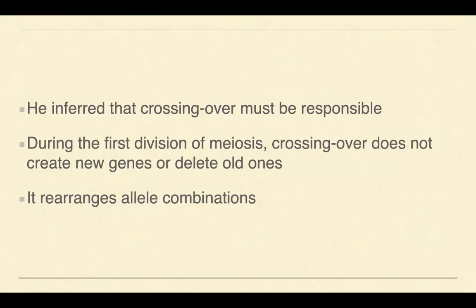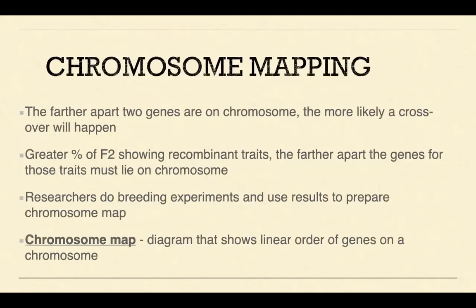So he inferred that crossing over was responsible. During the first division of meiosis, crossing over does not create new genes or delete old ones. It just rearranges allele combinations.